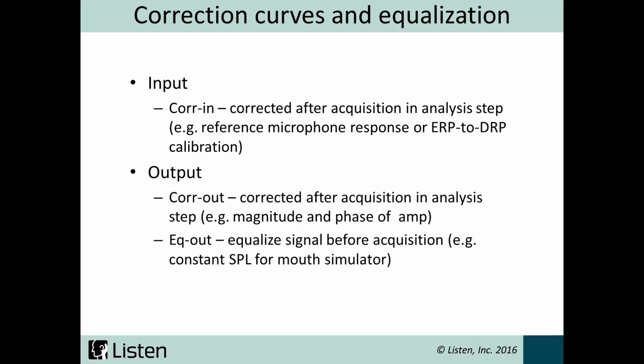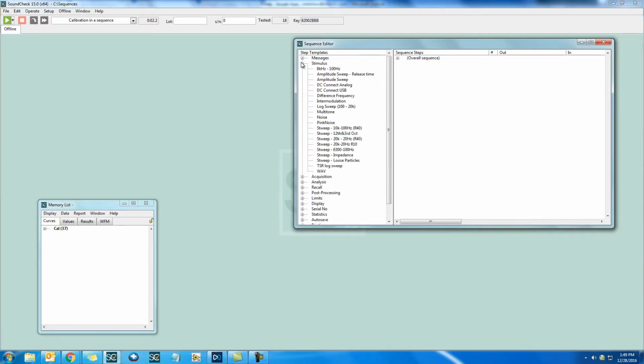On the output side, the correction is the same. It's after the acquisition in the analysis step. So for example, the magnitude and the phase of an amplifier. The EQ out is a little different. This is applied on the stimulus before the acquisition. Let's open SoundCheck and look at some of these in a sequence.